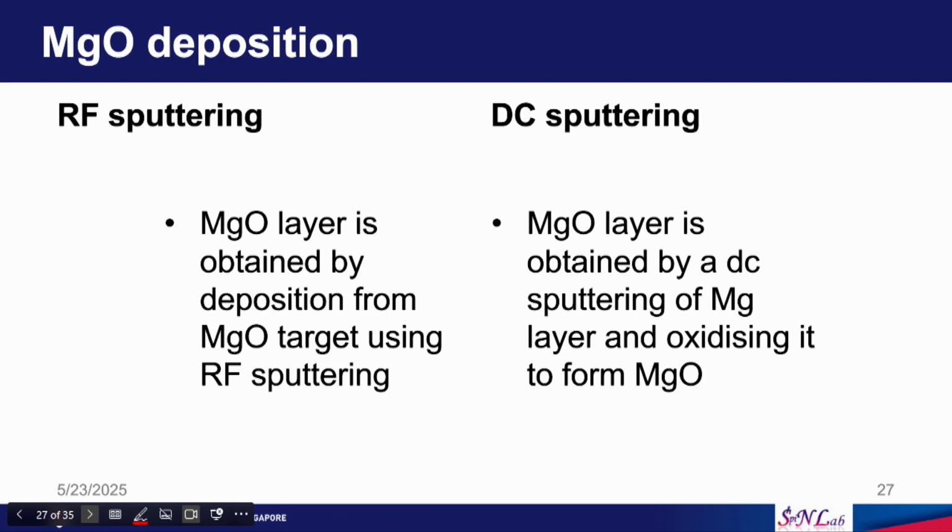One method is to have a magnesium oxide target, and use radio frequency sputtering to get a magnesium oxide layer. The second type is to use a magnesium target. Magnesium is metal, so you can use direct current sputtering. During the sputtering, they will deposit a thin layer of magnesium, then oxidize the magnesium to form magnesium oxide.